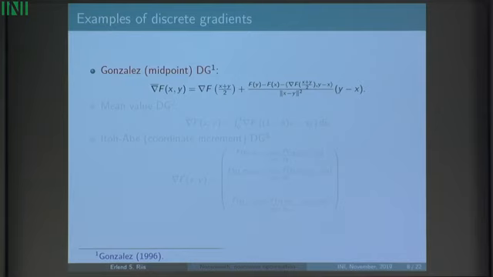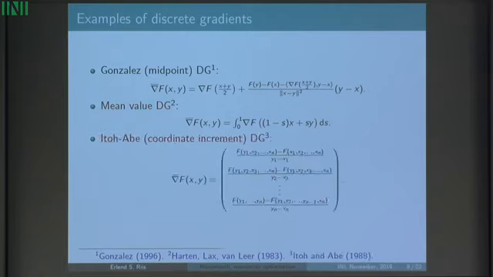Just briefly to mention some examples of discrete gradients, because there are basically arbitrarily many types. Two common ones that both involve computing gradients of the function are the Gonzalez midpoint discrete gradient and the mean value discrete gradient. But a third one, which is of more interest to us, is the Itoh-Abe, or coordinate increment, discrete gradient. This one is derivative-free, and it's evaluated between two vectors x and y by computing successive difference quotients, updating each coordinate as you move along.